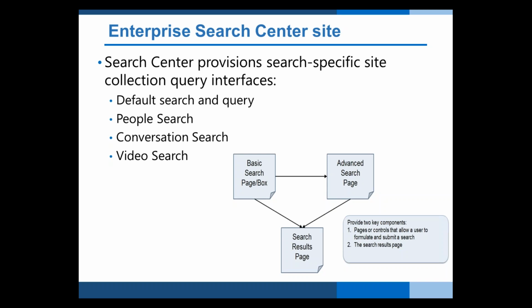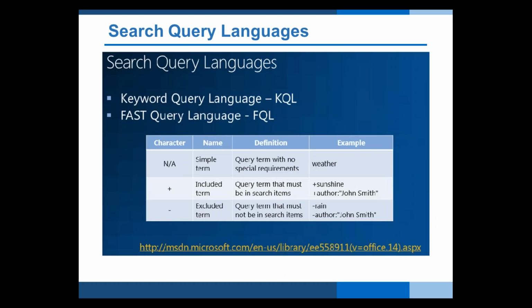That's that search box. We have search results. There's another page we can modify. We also have an advanced search page. And we even have different search verticals such as people search, conversation, and video search in those search centers.